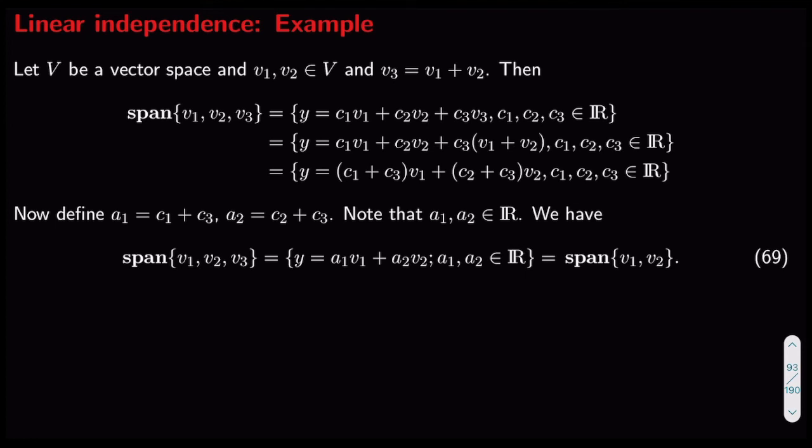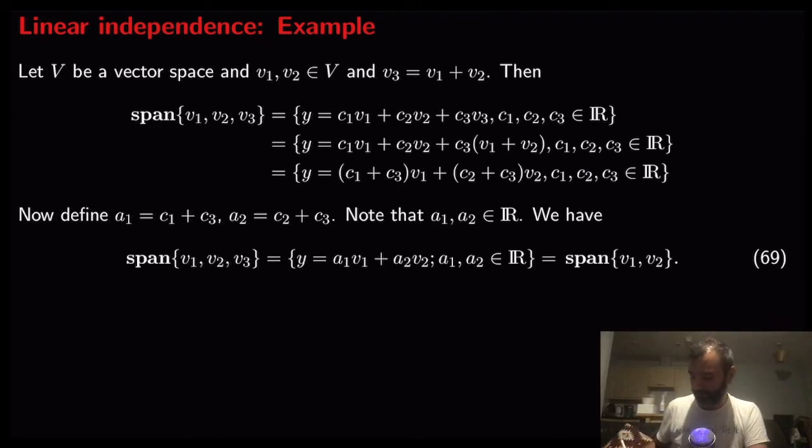Indeed, if you define A1 to be C1 plus C3 and you define A2 to be C2 plus C3, then you can write the span of V1, V2 and V3 as the linear combination of only V1 and V2, A1 V1 plus A2 V2, which is what? It is the span of V1, V2. So what I'm trying to say here is that we started with three vectors, but the third one was redundant. We didn't need it to be there.